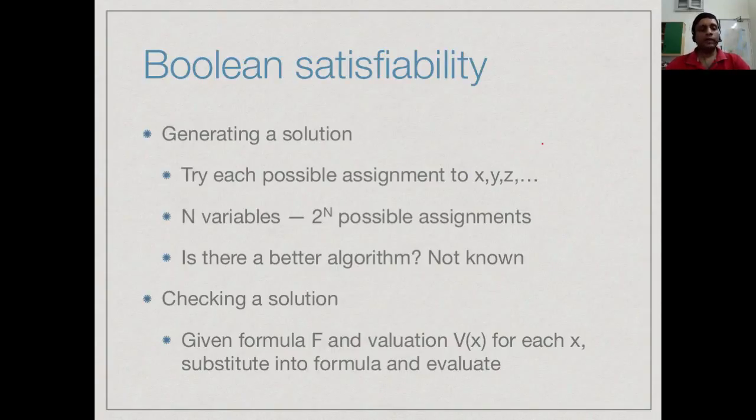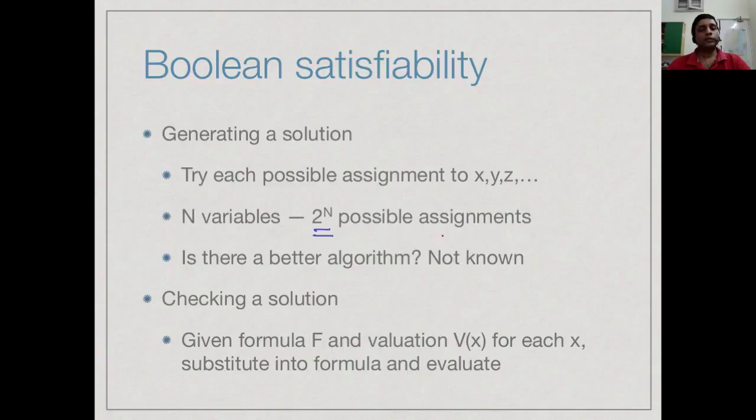There are n variables. Each of them has two possibilities. Clearly, there are 2 to the n, so an exponential number of possible assignments. Now, the amazing thing is that in general, no better algorithm is known for this problem. At the moment, as things stand, we do not know an efficient way to take a formula in this form and find out whether it has a satisfying assignment.